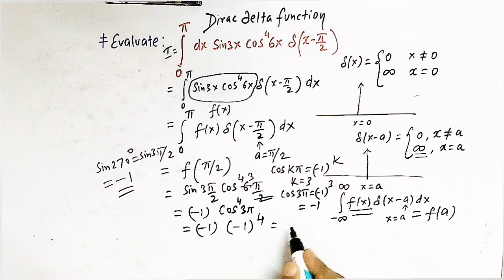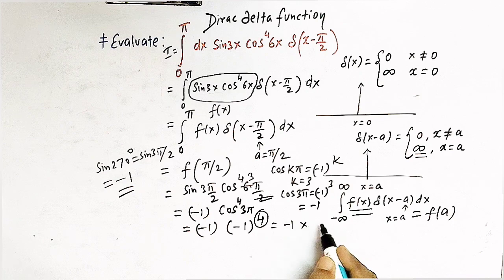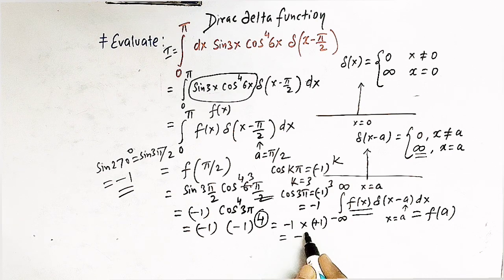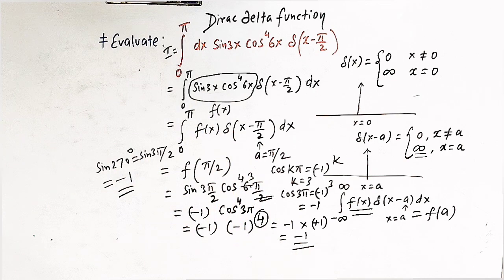So we have now minus 1, and minus 1 raised to 4 is an even power, so minus 1 raised to an even number gives us plus 1. So this is minus 1. So the value of this integral is equal to minus 1.